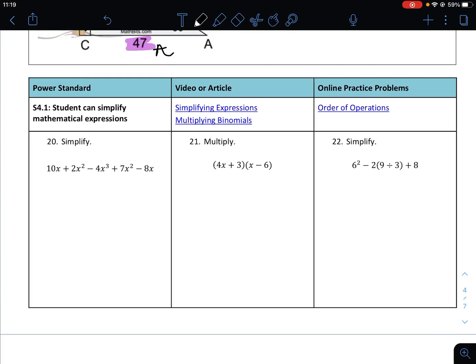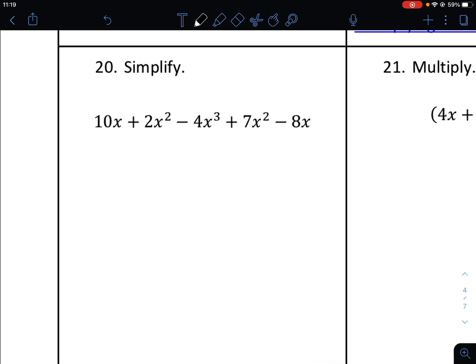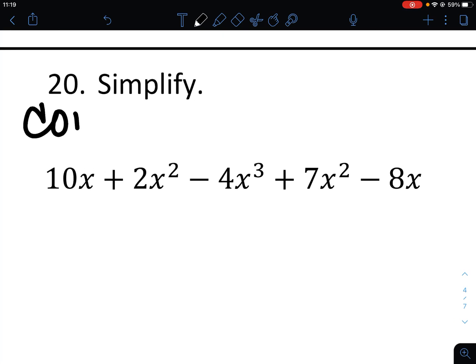Standard 4.1 is simplifying mathematical expressions. So to start, we're going to simplify, which in this case just has us combining like terms. So we're going to combine like terms.